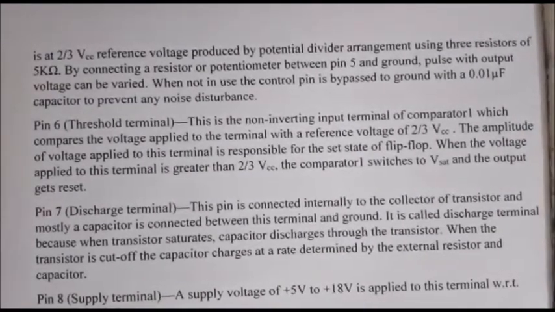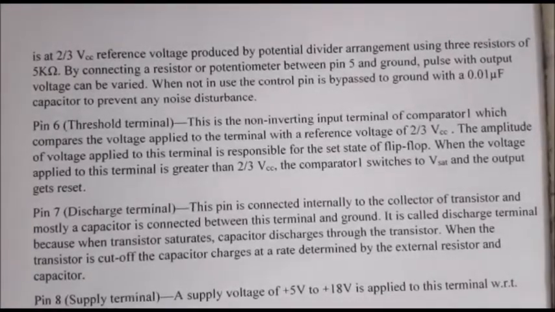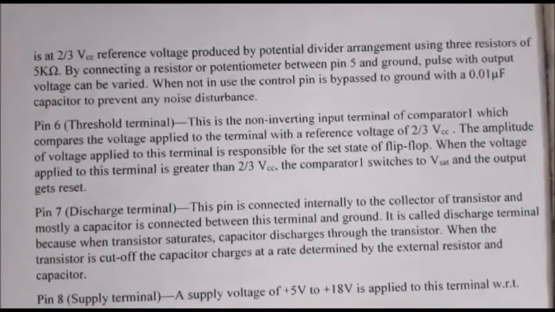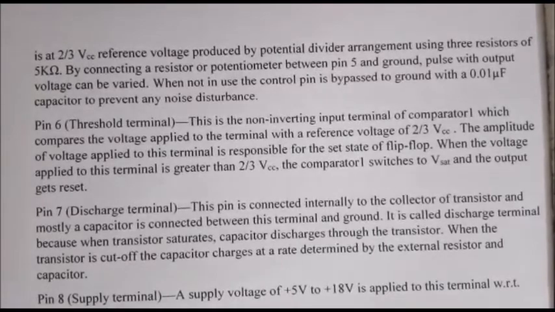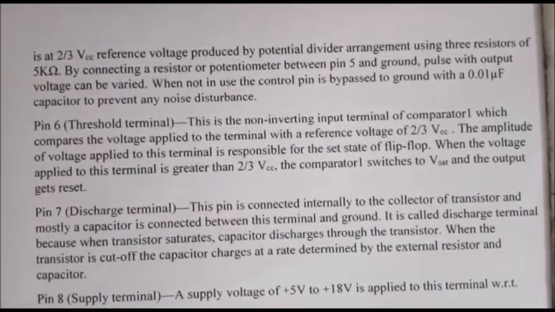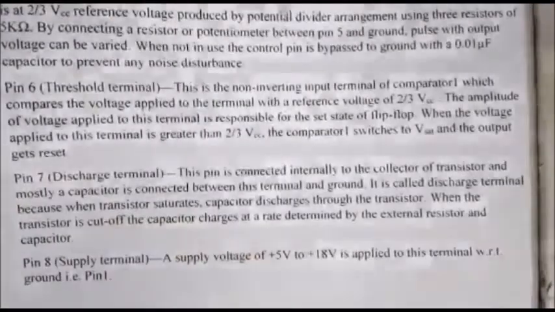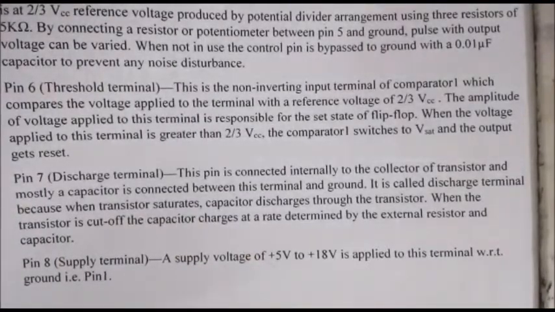By connecting a resistor or potentiometer between pin 5 and ground, the pulse width output voltage can be varied. When not in use, the control pin is bypassed to ground with a 0.01 microfarad capacitor to prevent any noise disturbance. Pin 6 is the threshold terminal.